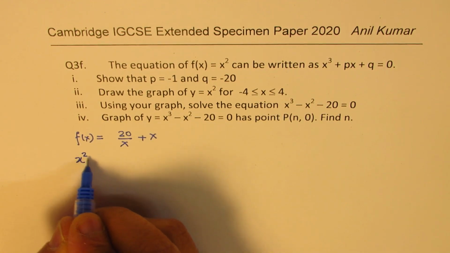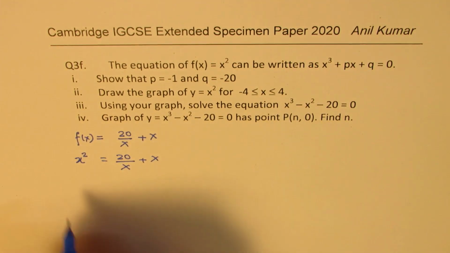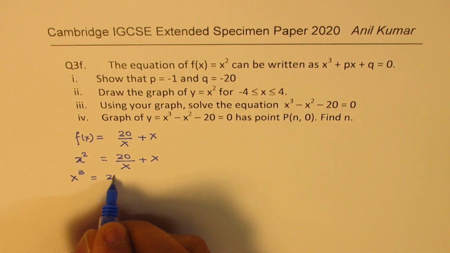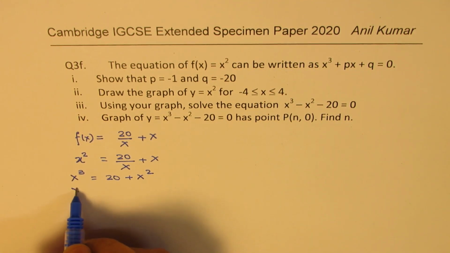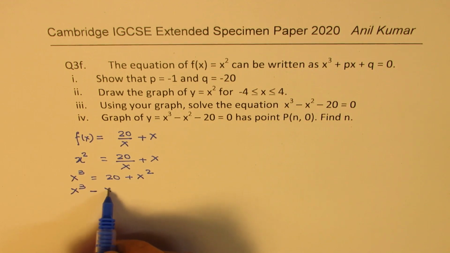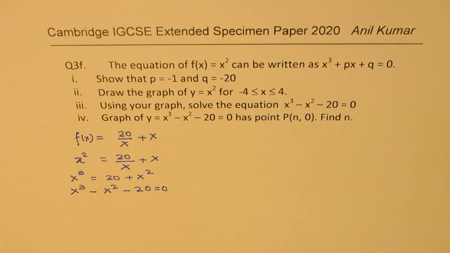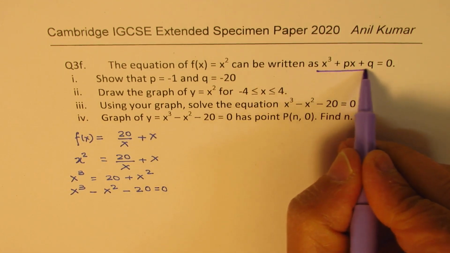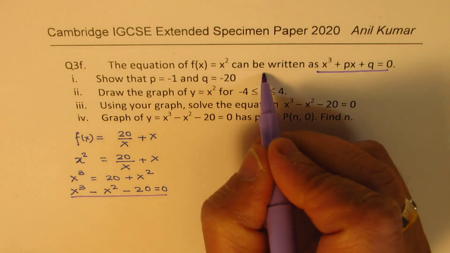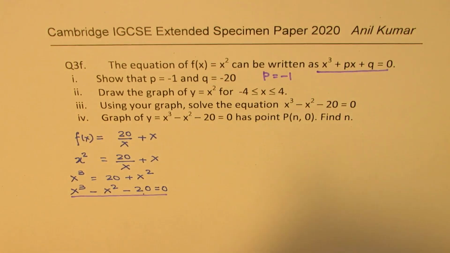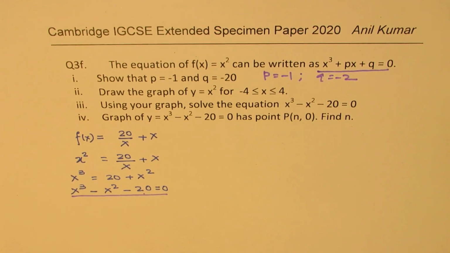So we'll replace f of x with x squared and solve this particular thing, right? So we have x squared here, which equals 20 over x plus x. If you multiply by x, you get x cubed equals 20 plus x squared, which you can rearrange, and when you rearrange, you get x cubed minus x squared, and then 20 comes on this side, so minus 20 equals 0. Now if you compare these two equations, what do you find? You find that the value of p is -1, so we get p equals -1, and q is equal to -20. Does it make sense to you, right? So comparison helps you to prove.